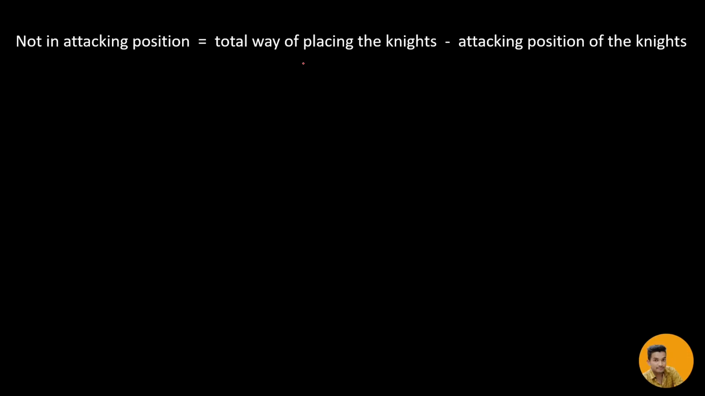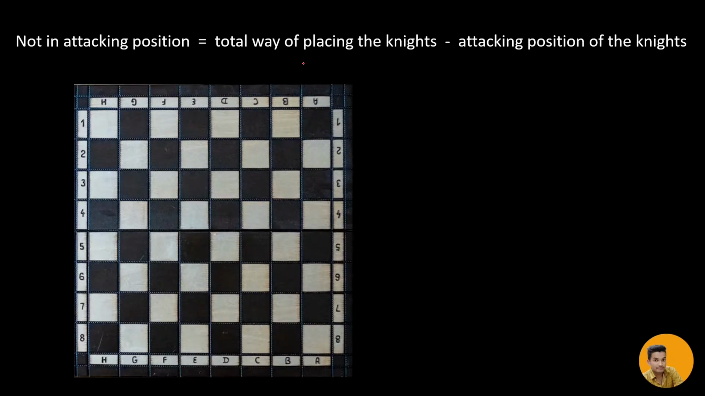So let's find out first the total ways of placing the knights. Then we will solve for the rest. As an example, I have taken an 8 cross 8 chessboard. So this is the first knight. It can be placed anywhere on the chessboard. It can be placed here, here, here, here. It can be placed anywhere on the chessboard. So it has 8 cross 8, that means it has 64 choices.